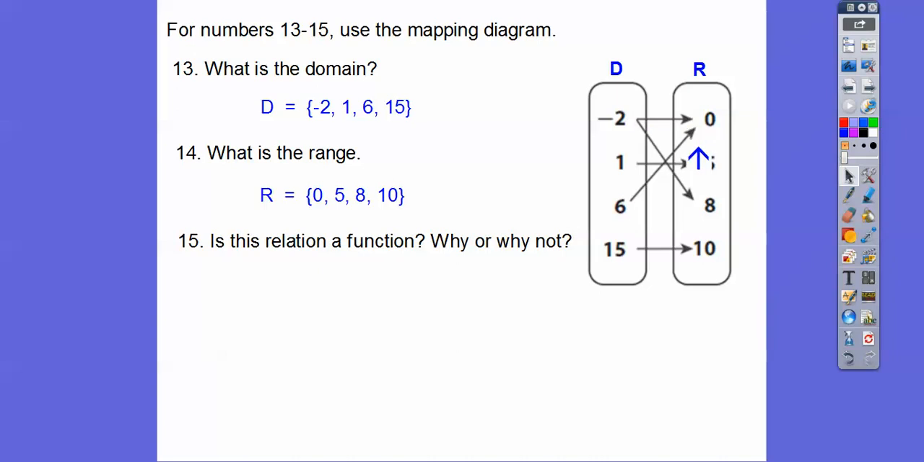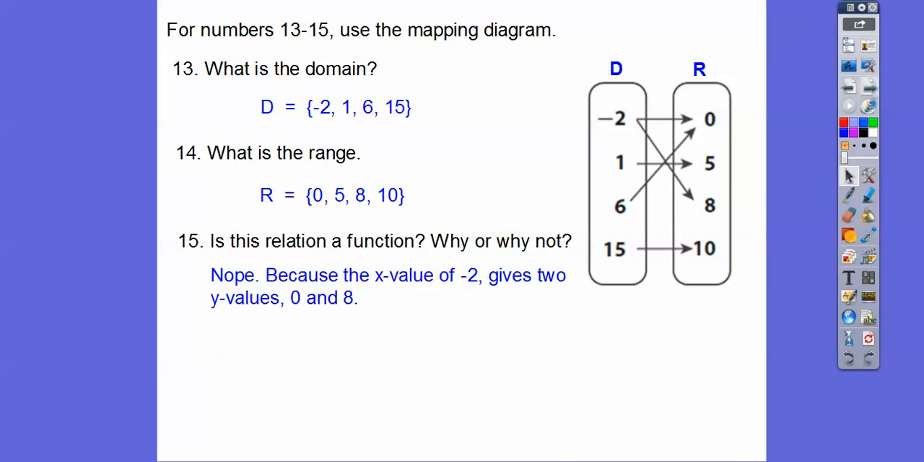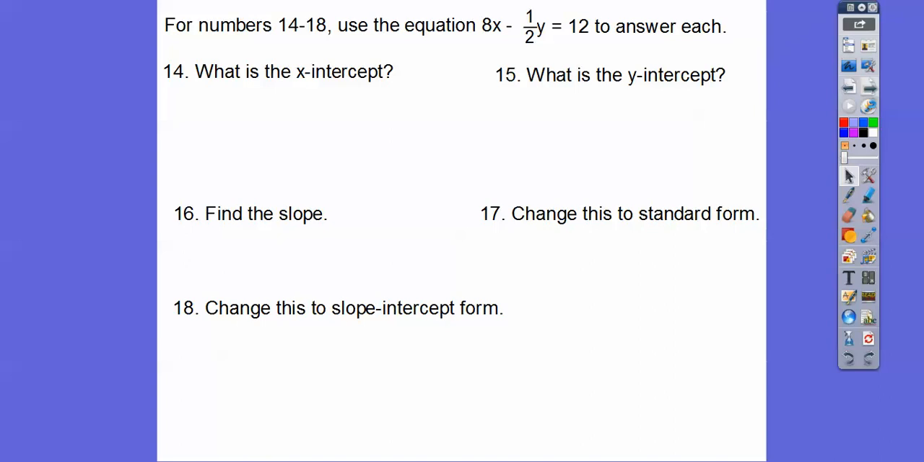We can have x's going to the same y, like this 6 goes to 0 and negative 2 goes to 0. Different x's can go to the same y, but the same x can't go to different y's for it to be a function. It's still a relation, it's just not a function. It's just a definition of a function. So anyways, you might see those kind of questions on there. In fact, you will.